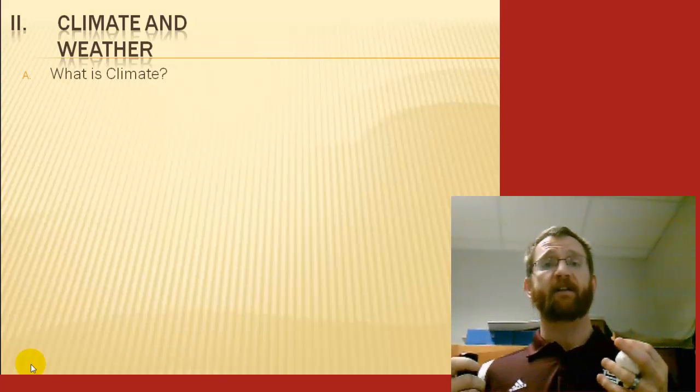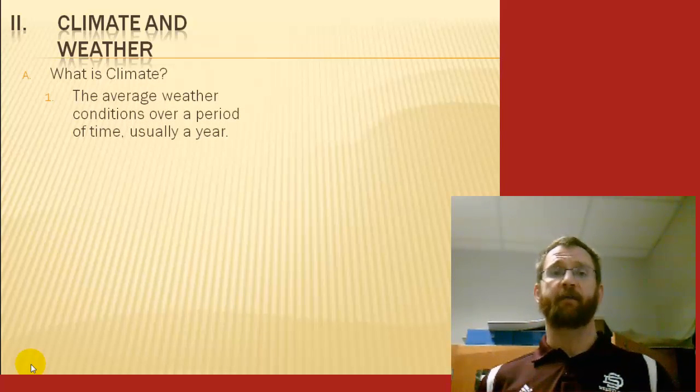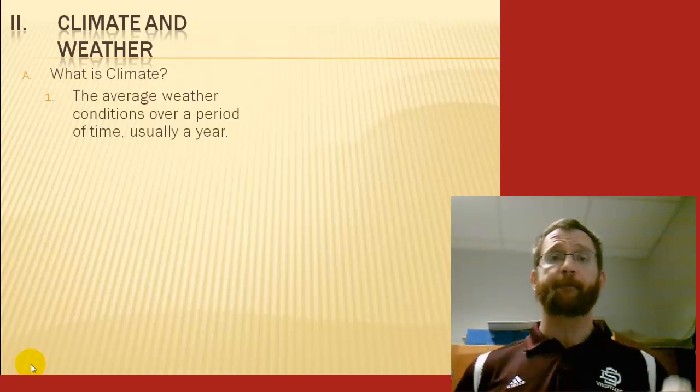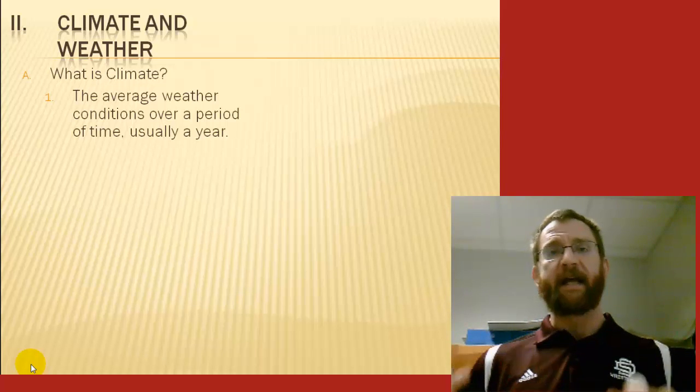Okay, what is it like outside today? I want you to think about what was it like outside this time last year. Climate is the average weather conditions over a period of time, usually a year. So you're going to look at a whole year, and you're going to take those average weather conditions, and we'll talk about what specifically that means in a second.